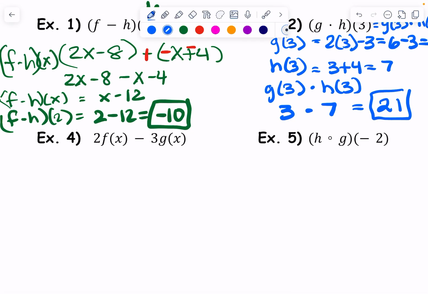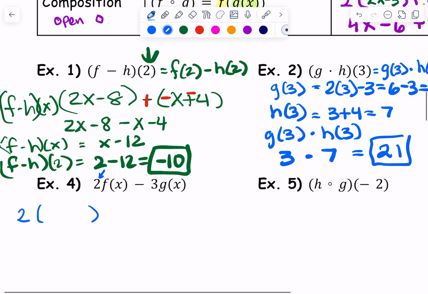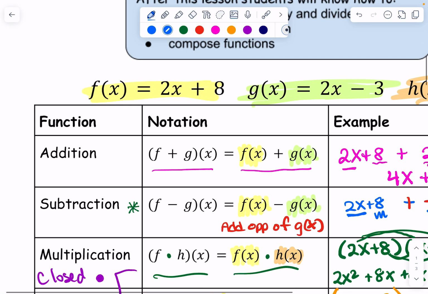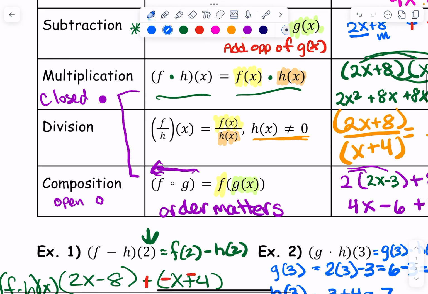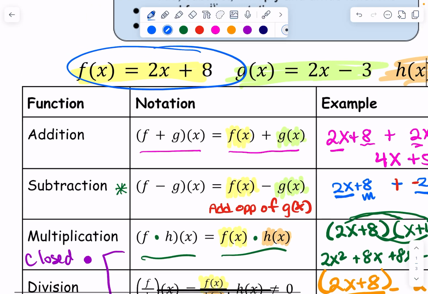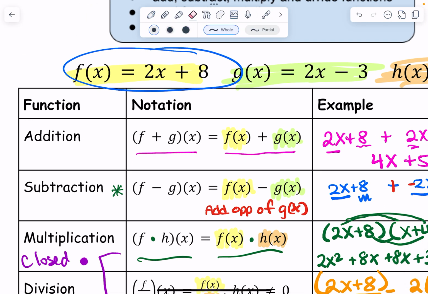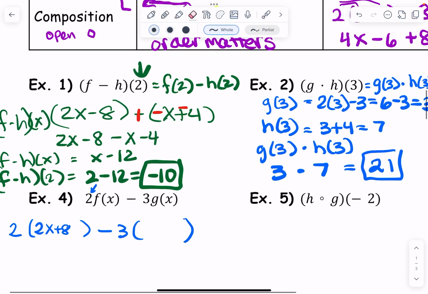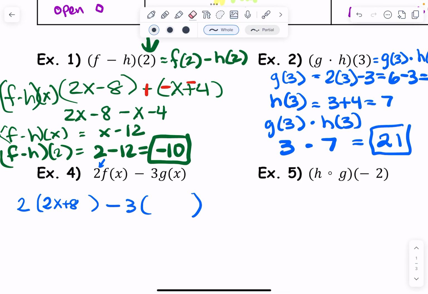Now we're going to look at this a little bit differently. We are going to now put a number in front of our function, which means we're going to be multiplying it by a scalar, or scalar multiplication. So this says 2 times f of x. Now I didn't put anything in, just x, so my f of x is 2x plus 8. And then I'm going to subtract 3 times g of x, and our g of x is 2x minus 3.